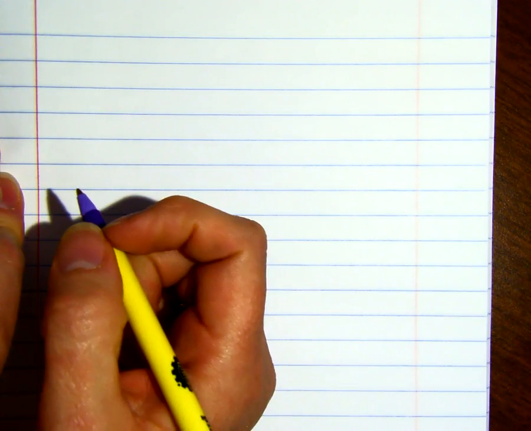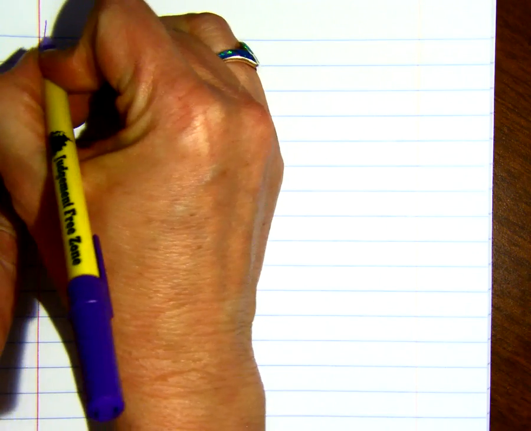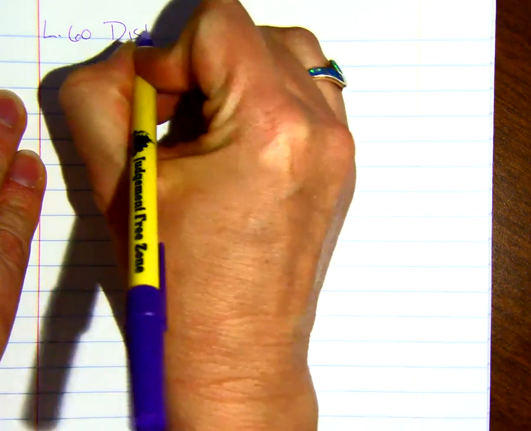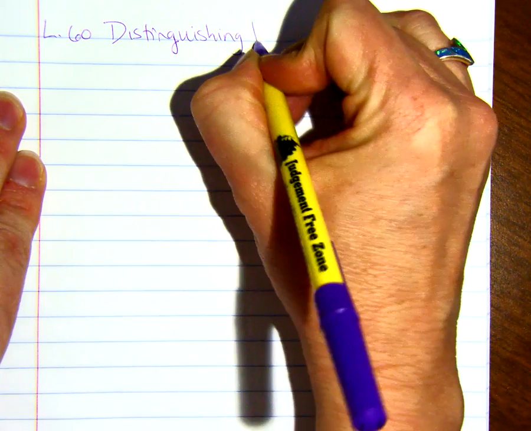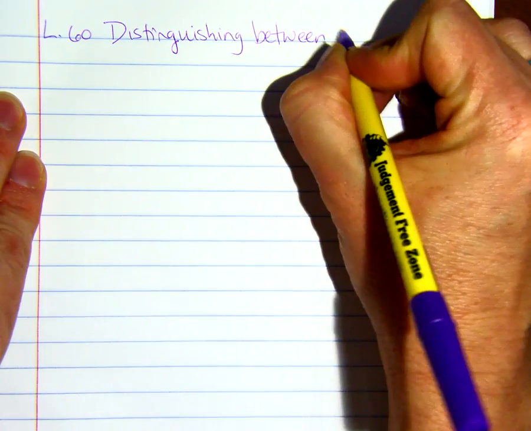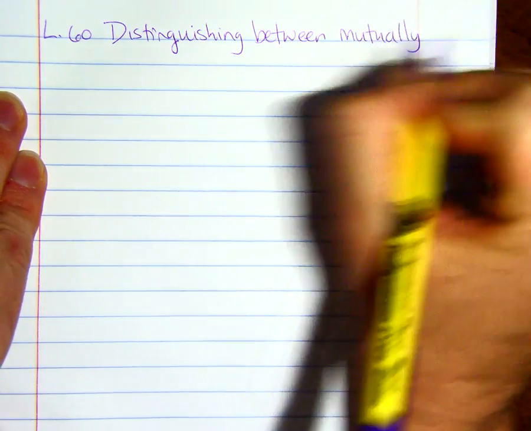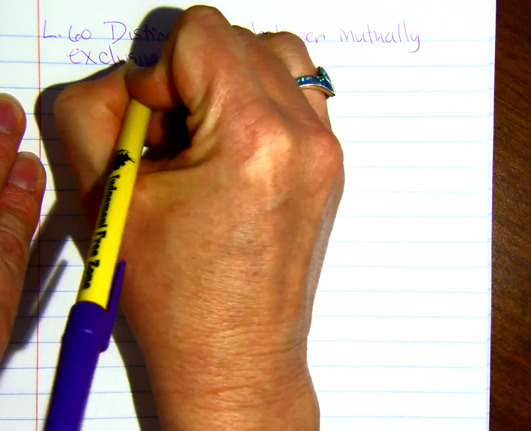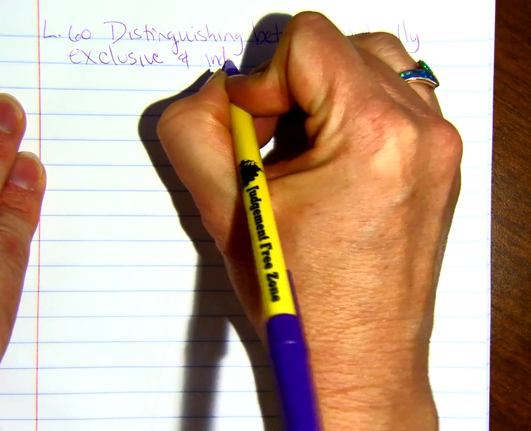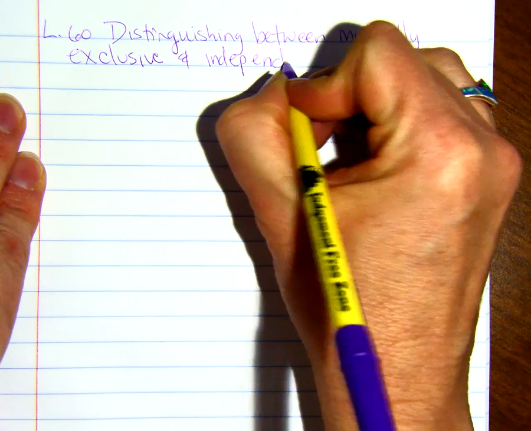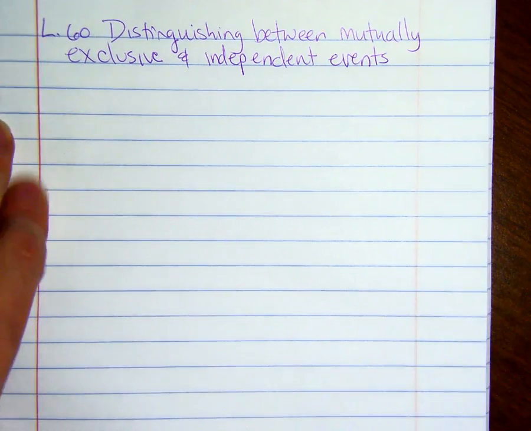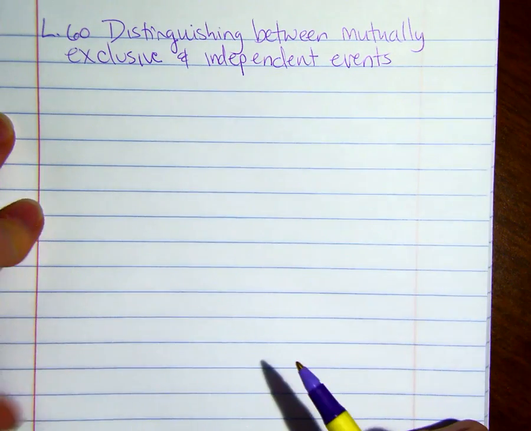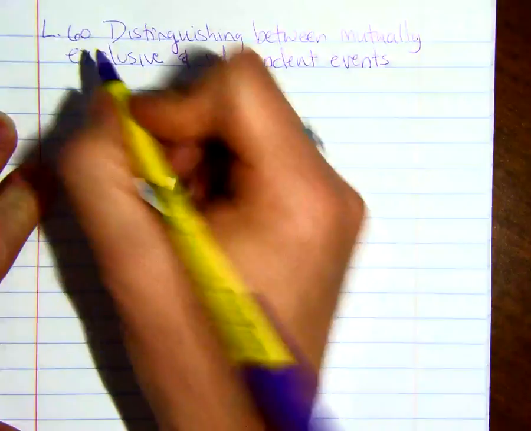Lesson 60, distinguishing between mutually exclusive and independent events. So a compound event is just an event that is made up of two or more simple events.